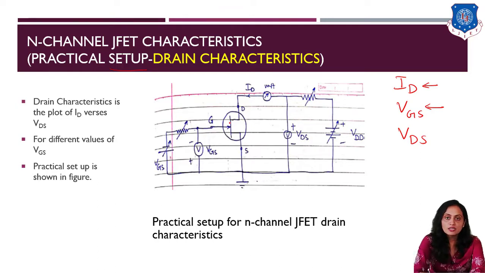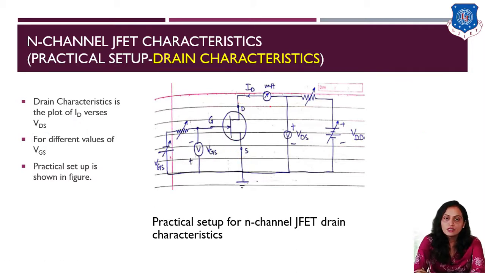Now this is a symbolic representation of N-channel JFET. This is gate terminal, drain terminal and source terminal. So when we want to plot the drain characteristic, that is the plot of ID versus VDS, we have to fix the VGS value. So we have to keep this VGS value constant.